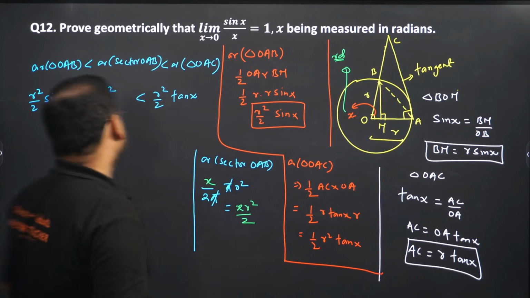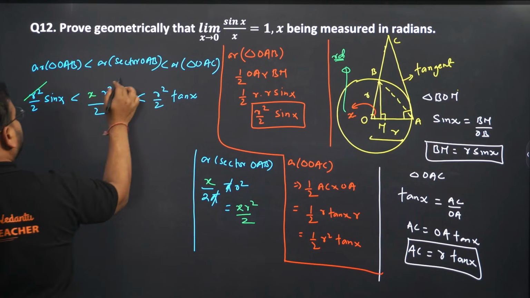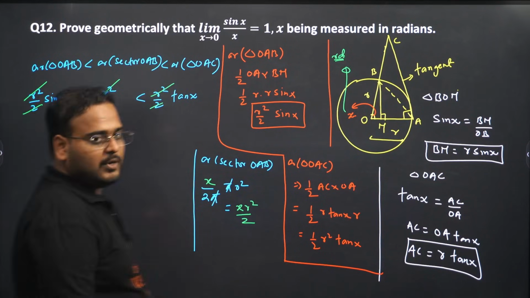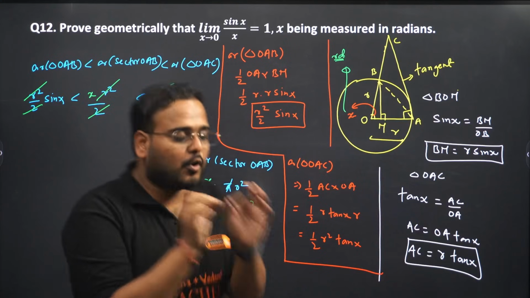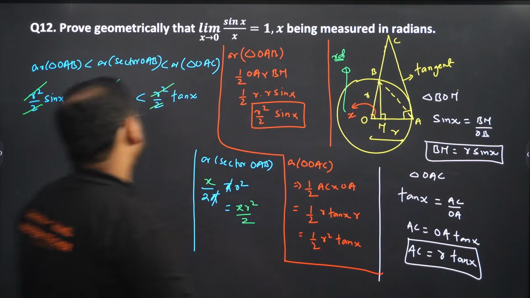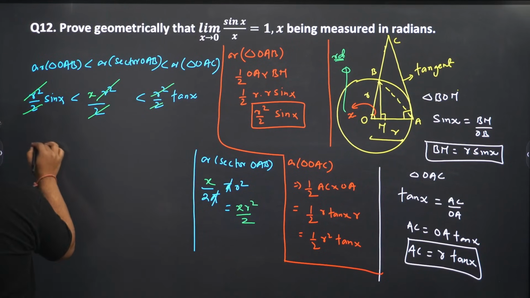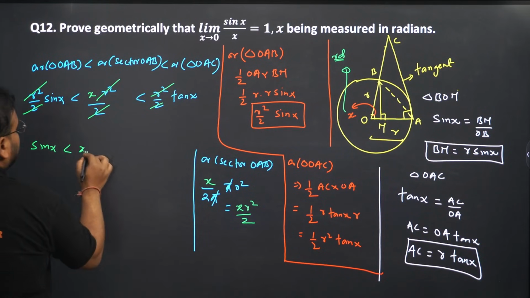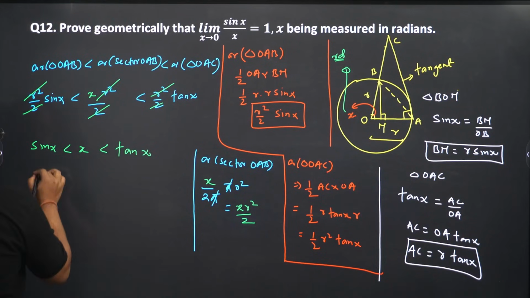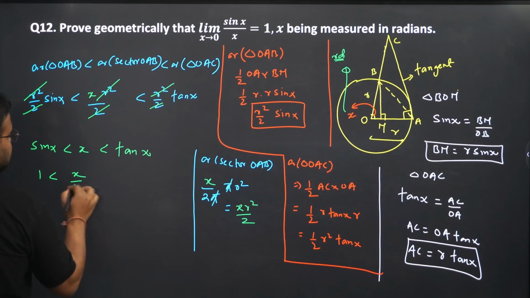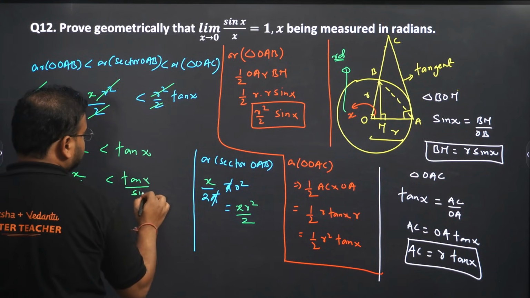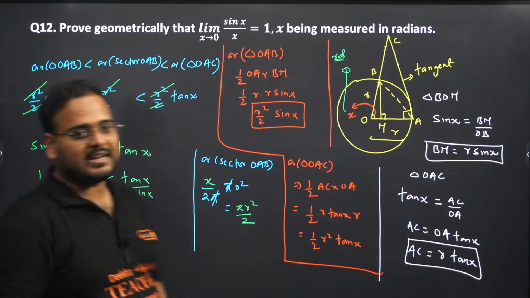Now from here you can see R square, R square, R square can be cancelled. 2 also we can cancel. What I'm doing is comparing the area of the smaller triangle OAB, sector OAB, and triangle OAC. Geometrical method. What I'm left with right now is sin x less than x less than tan x. Divide everything by sin x. You'll get 1, then x by sin x, and then tan x by sin x.